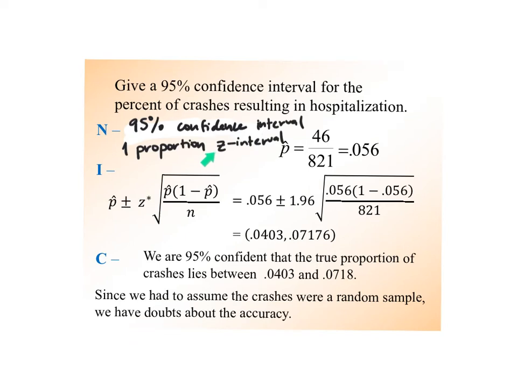And how do we know that we can use a normal table? Not because our sample size was greater, but because when we calculated n times p and n times 1 minus p, we got greater than or equal to 10. Okay, so I'm going to substitute. What's my p hat? It's 0.056, so I'm going to put that here. Plus or minus, what's the z value for 95%?